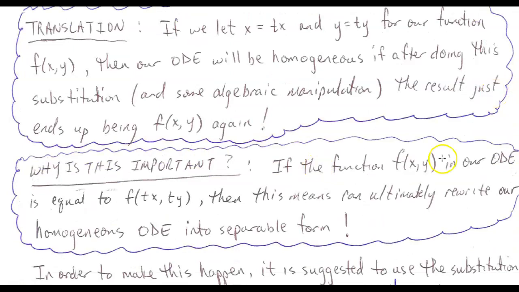Now, why is that important? Well, if the function on the right-hand side of our first order differential equation can be rewritten like this but is still the same as this, then we can ultimately rewrite our homogeneous ODE in separable form. So we do this test: let x be some number times x, let y be that same number times y, work out and simplify the function of both x and y, and if it turns out to be the same as it would be without the substitution, then we know it can be rewritten in a separable form.